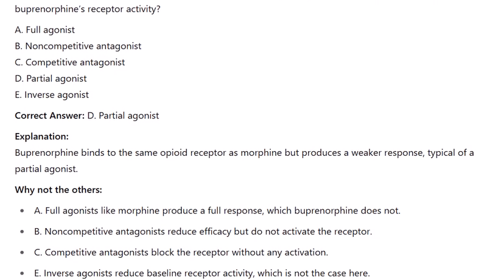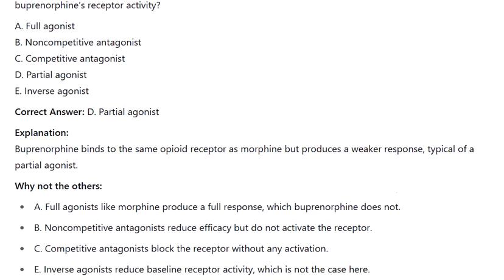A. Full agonists like morphine produce a full response, which buprenorphine does not. B. Non-competitive antagonists reduce efficacy but do not activate the receptor. C. Competitive antagonists block the receptor without any activation. E. Inverse agonists reduce baseline receptor activity, which is not the case here.